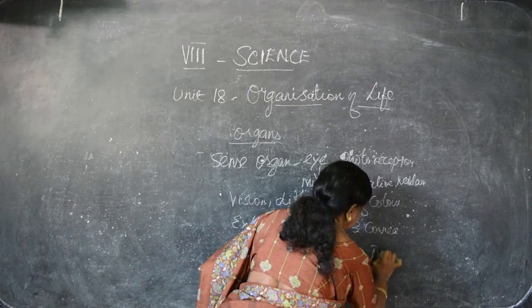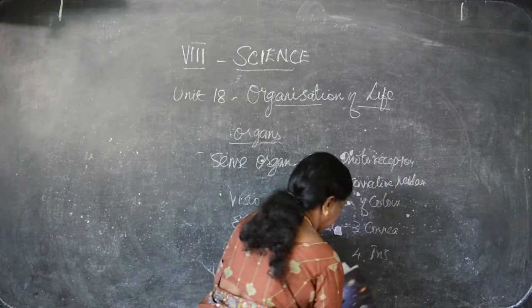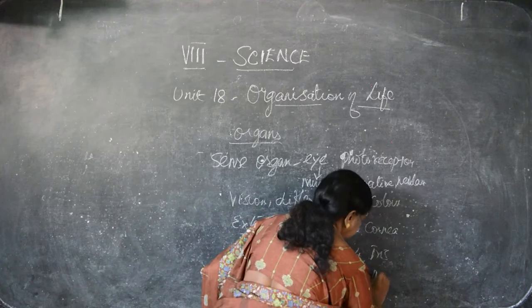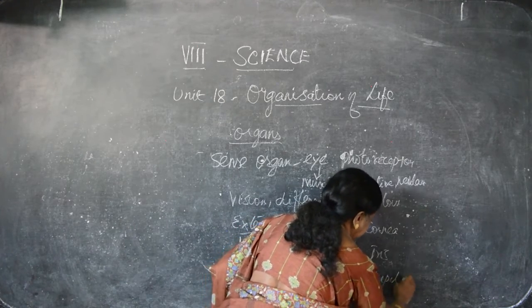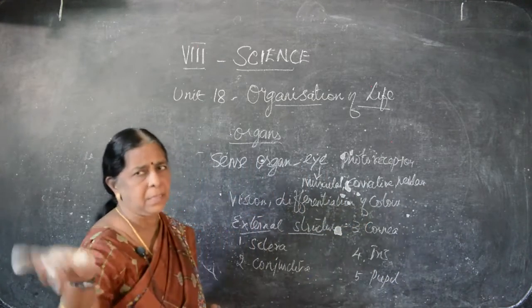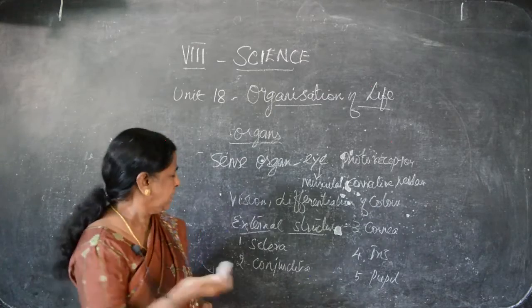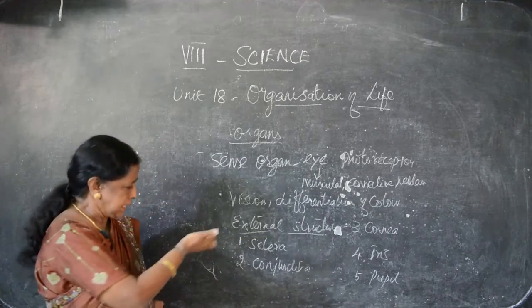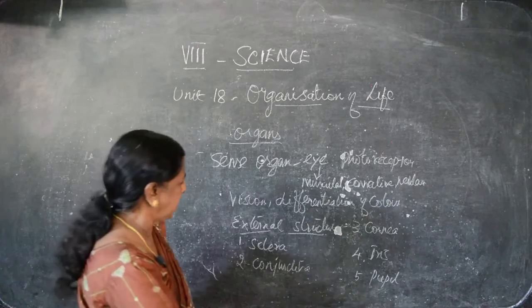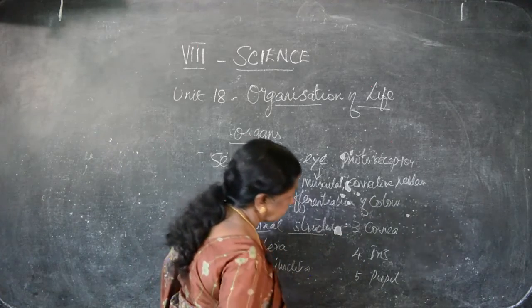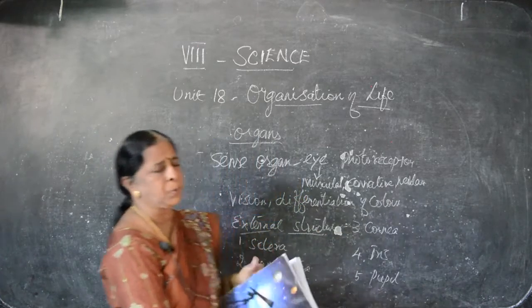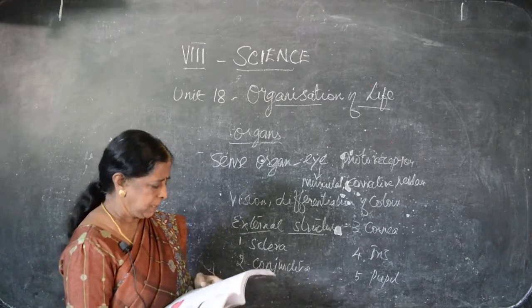Iris. The last one is pupil. Externally, if we just look at the eyes of ourselves or others, we can see only these five parts: sclera, conjunctiva, cornea, iris and pupil. And we'll see what these parts are.